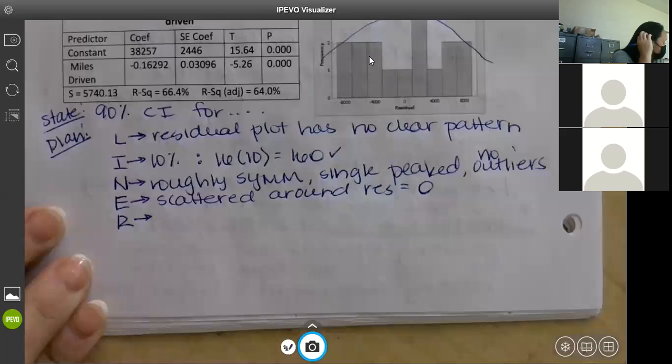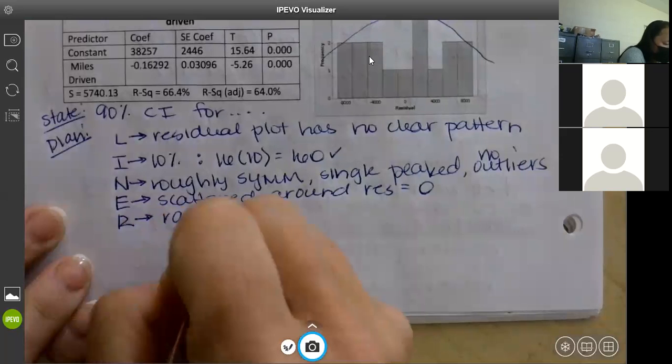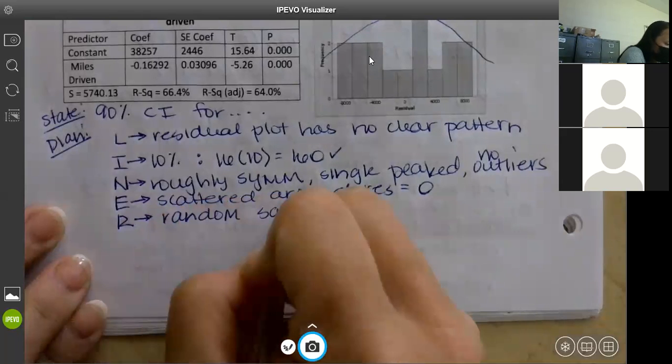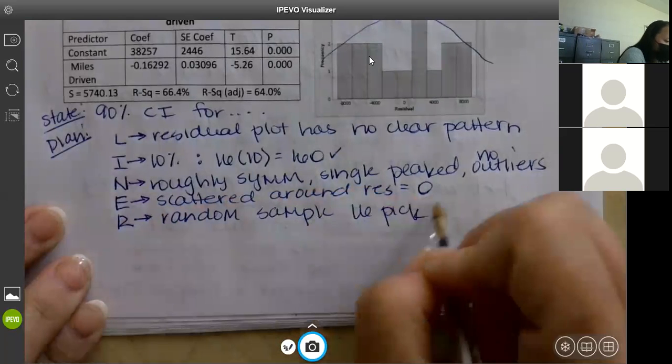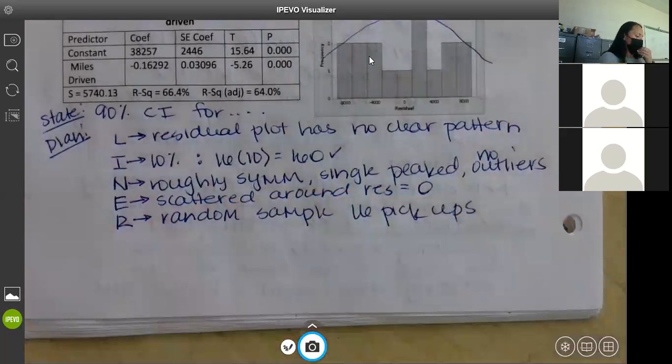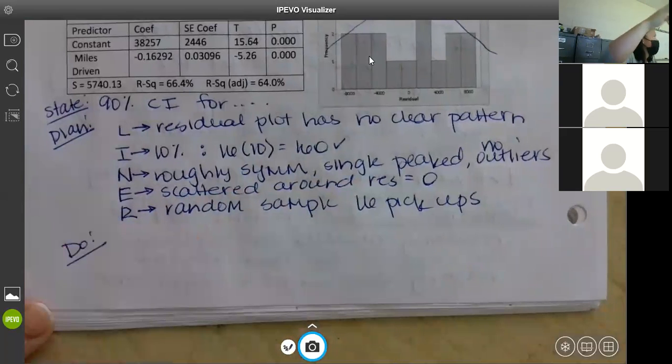And then R, is it random? Yeah. We had a random sample. We have 16 pickup trucks, or Ford F-150s, full of whatever. All right. If you need more space, there's more space on the next page. I'm just going to try to keep it here, okay?